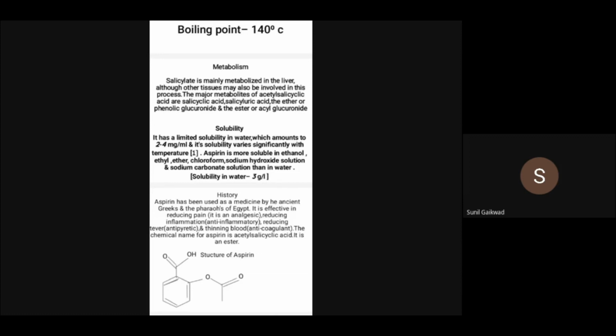The solubility of aspirin: it has limited solubility in water, amounting to 2 to 4 milligrams per milliliter, and its solubility varies significantly with temperature. Aspirin is more soluble in ethanol, ethyl ether, chloroform, sodium hydroxide solution, and sodium carbonate solution than in water. The solubility in water is 3 grams per liter.